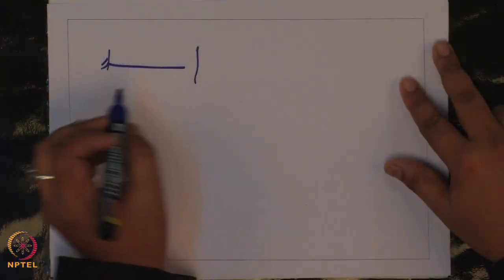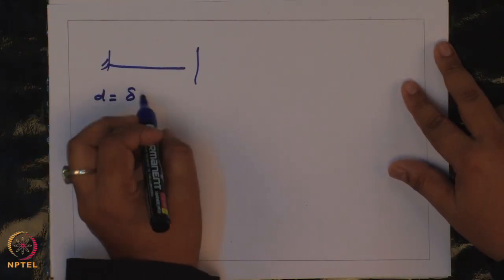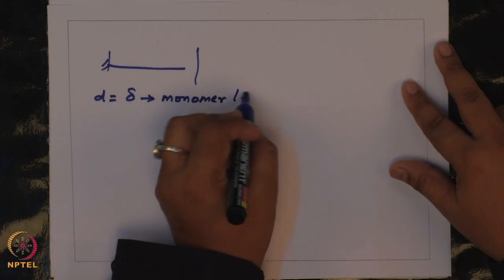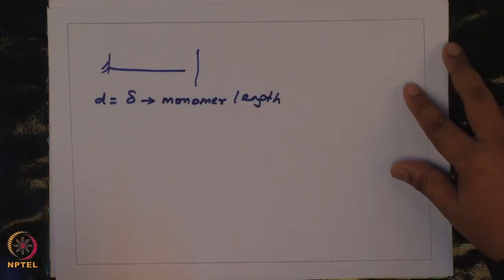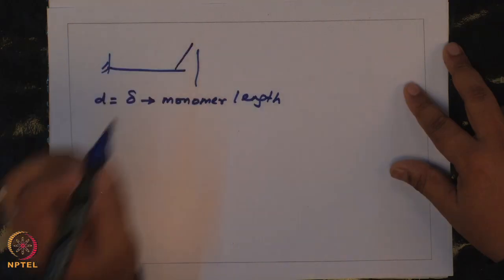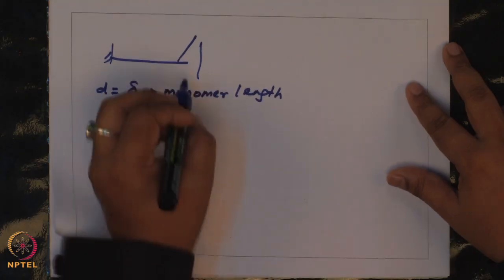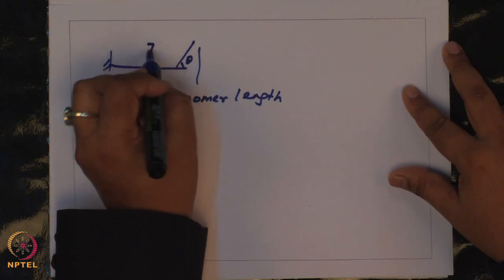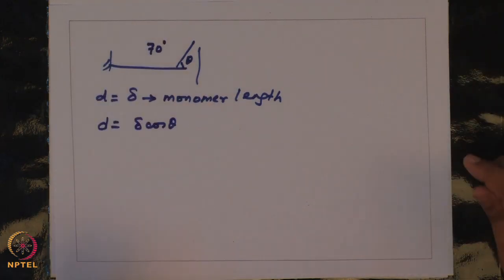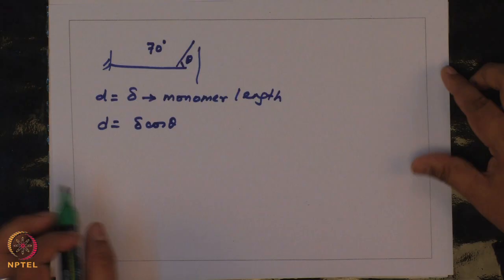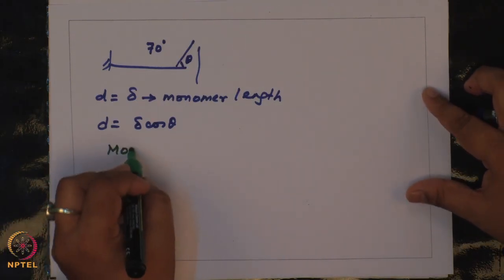For the case of a straight filament, let us say d is equal to delta, where delta represents the monomer length. But if you have it at an angle, then d is equal to delta cos theta. This angle theta is 70 degrees. We want to study the growth of this actin network. For that we use Monte Carlo simulations.